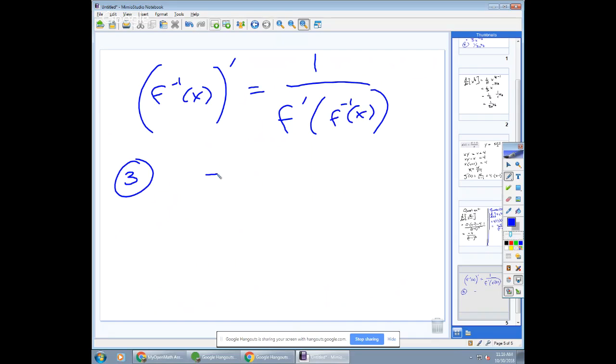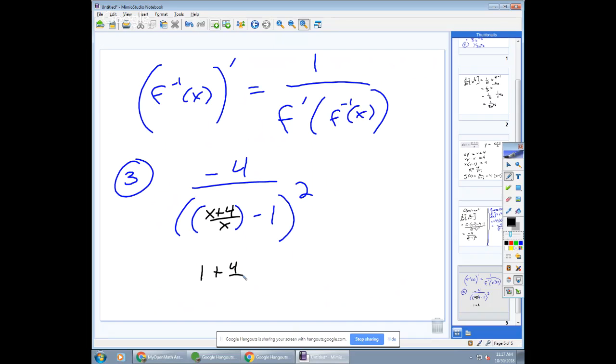So our derivative is negative 4 over (x minus 1) squared. What was the original function? Anybody remember? (x plus 4) over x. That gets substituted in here. A note on (x plus 4) over x: you could rewrite that as x over x plus 4 over x, which is 1 plus 4 over x. Why is that a handy way to rewrite it? Because what are we doing to it next? We're subtracting 1. That's kind of nice.